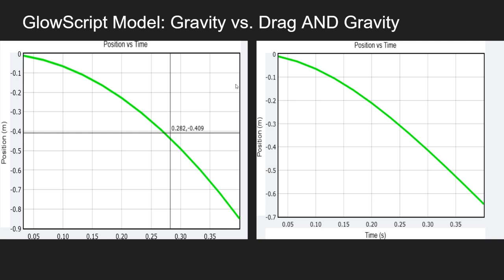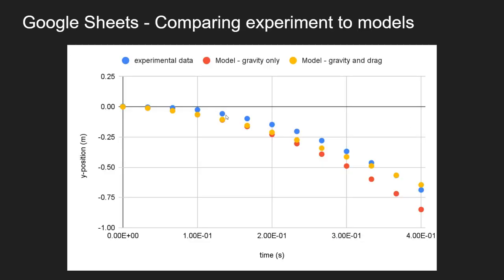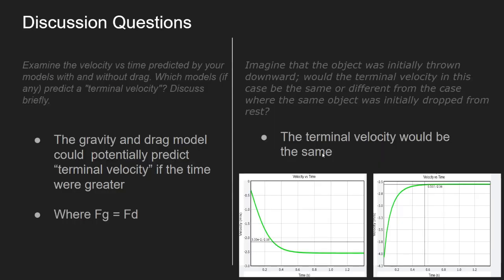So comparing these two graphs to each other, because it's just gravity, this first model is dropped at a much lower point at 0.4 seconds than this one is. It's at only negative 0.65, whereas this one's at about negative 0.85 because this one has an upward force that's causing it not to go down as much. And then here is where I compare, and I found that the gravity and drag model represented my experimental data a lot better. To wrap up, I have some discussion questions.